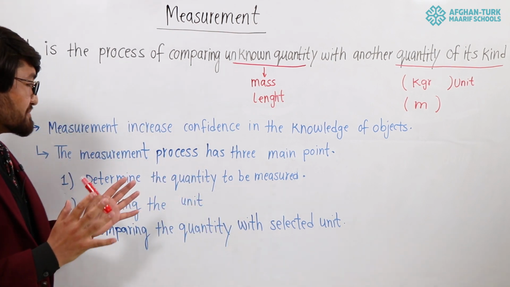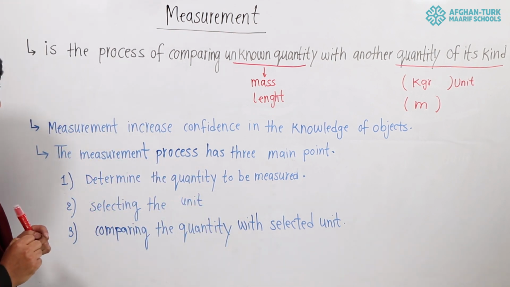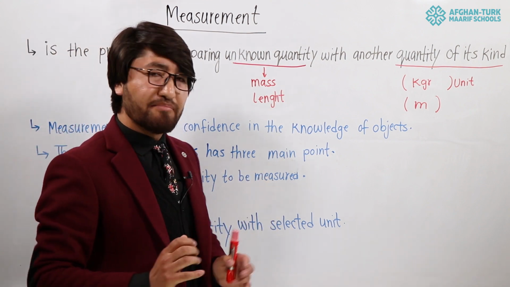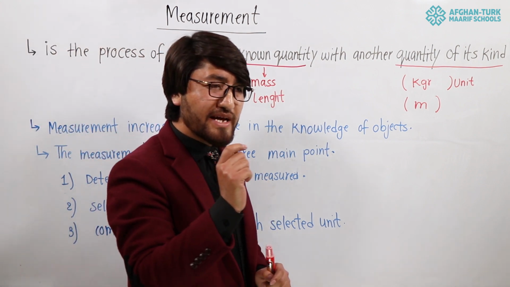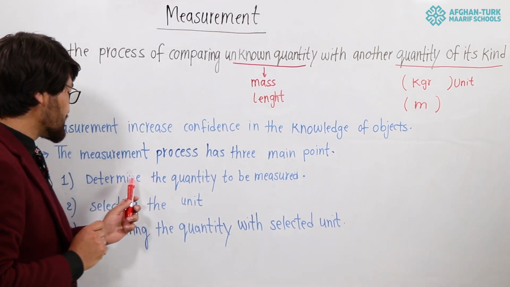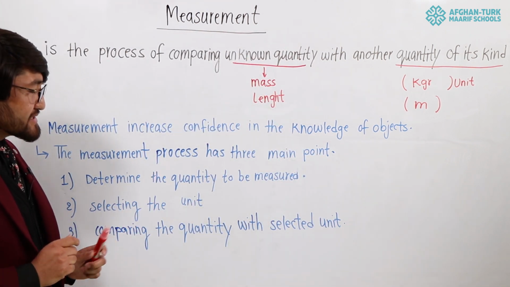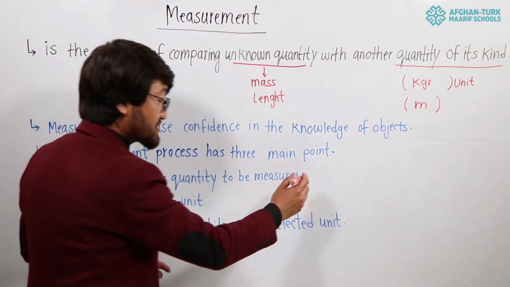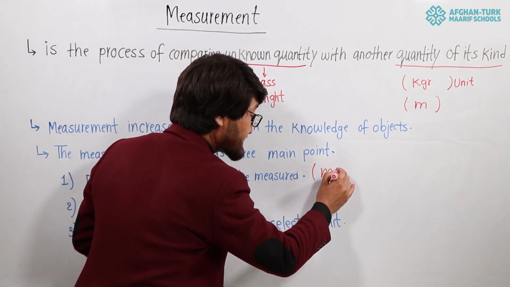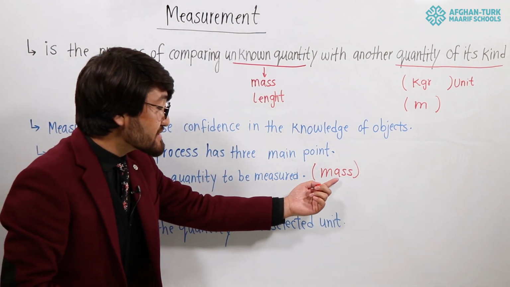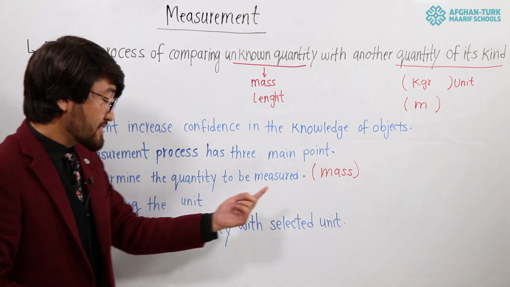Here is another point: the measurement process has 3 main points. When you measure something, remember these 3 points. First, determine the quantity to be measured. What does it mean? For example, we determine the quantity to be measured. What is the quantity? Mass.